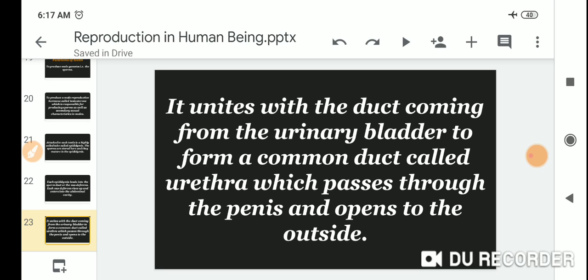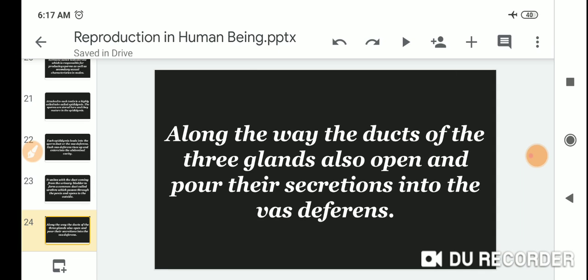It unites with the duct coming from the urinary bladder to form a common duct called the urethra, which passes through the penis and opens to the outside.